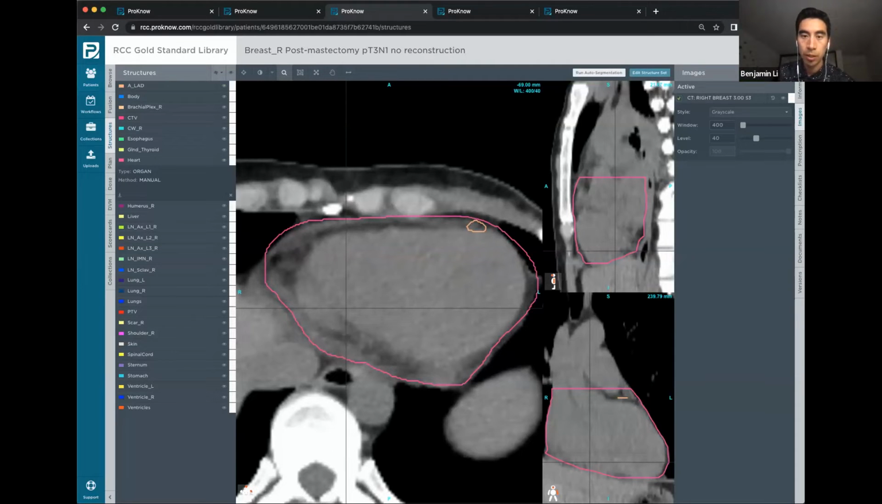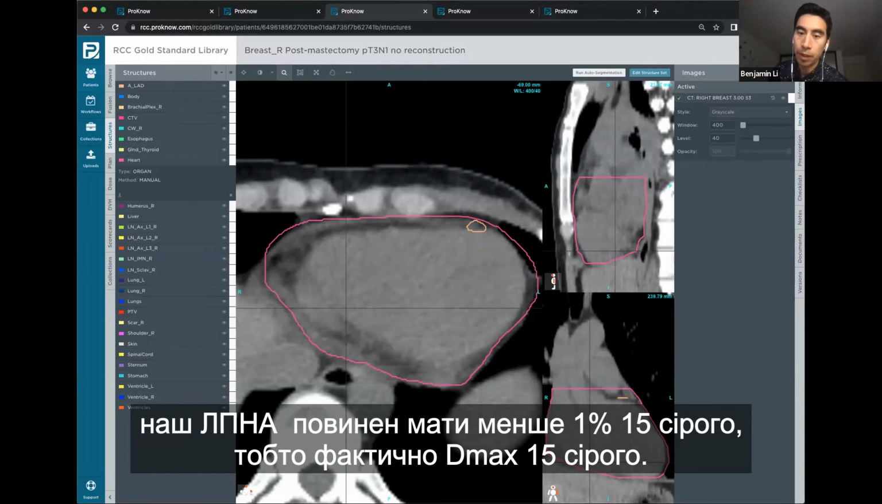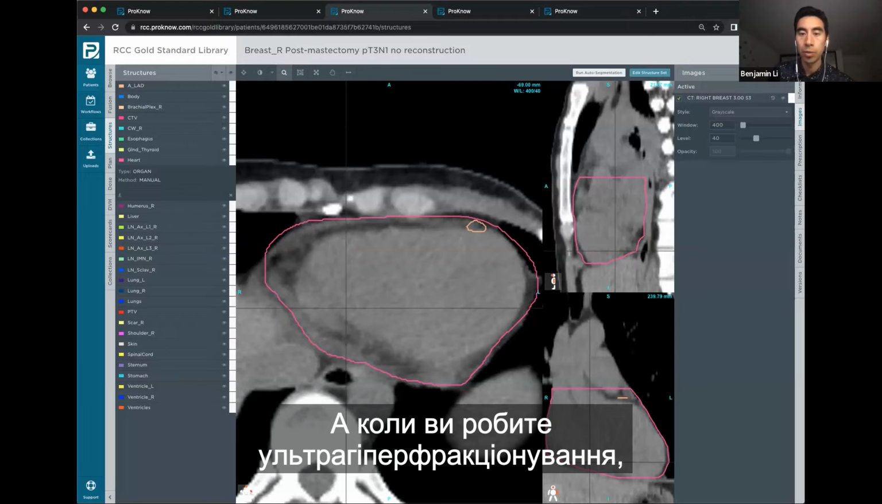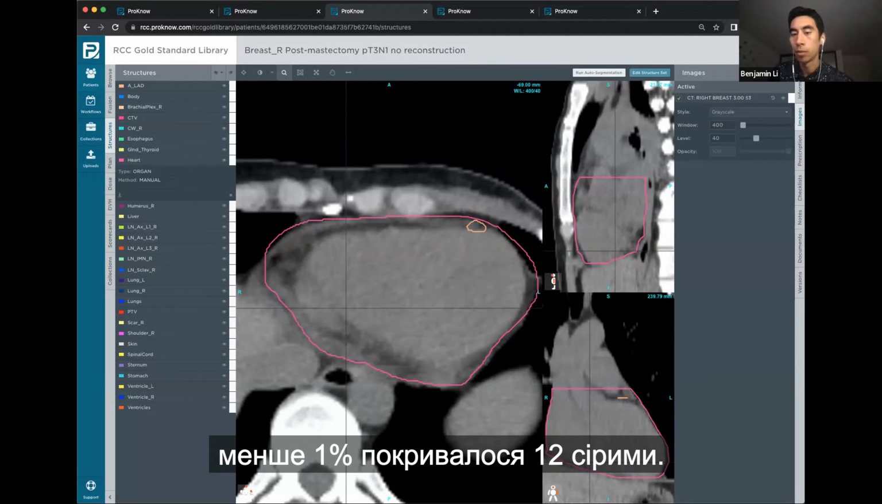When we are doing moderate hypofractionation, so treating in 15 or 16 fractions, our LAD should have less than 1% be 15 gray. So essentially a Dmax of 15 gray. And when you're doing ultra hypofractionation, you want it to be even stricter. So maybe less than 1% covered by 12 gray.